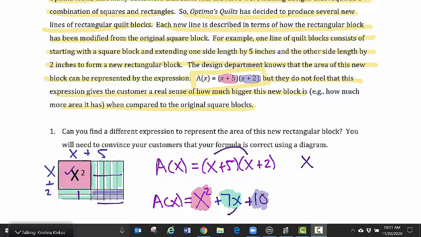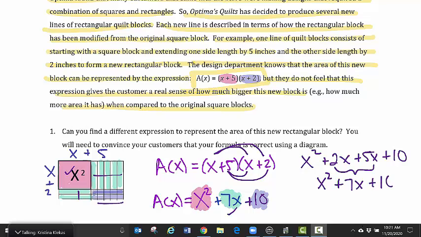If you wanted to multiply, you'd get it the same way. X times x is x squared. X times 2 is 2x. 5 times x is 5x. And 5 times 2 is 10. And when you combine like terms, x squared plus 7x's plus 10. So this is the alternate expression that they were looking for.